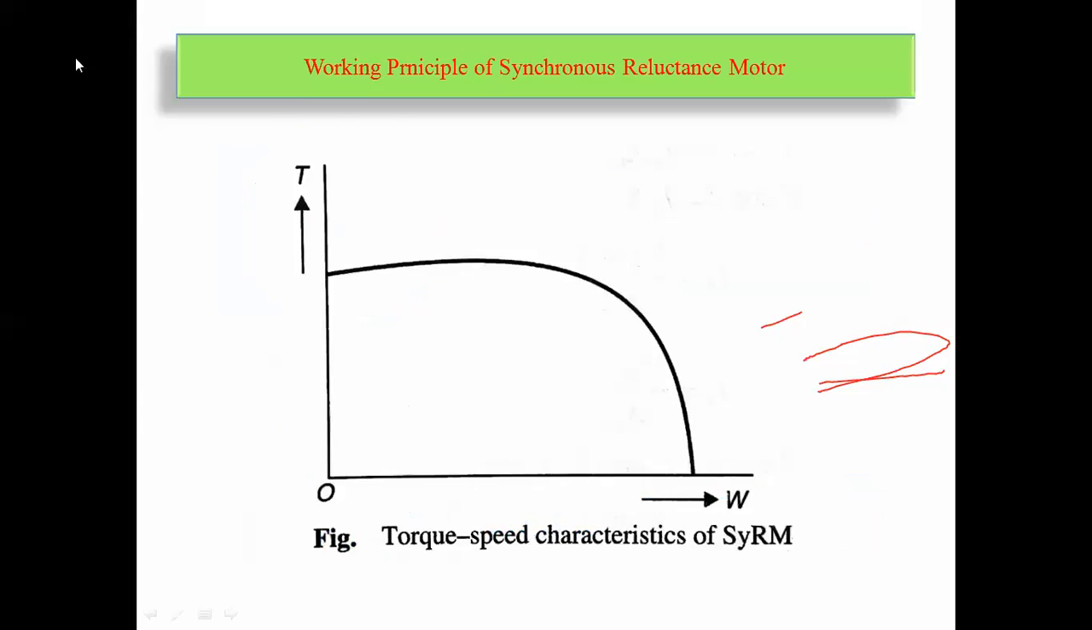Now this is the torque speed characteristics. The torque characteristic is drawn between the output power and the torque, according to the output power which is in watts and torque which is in Newton meters.